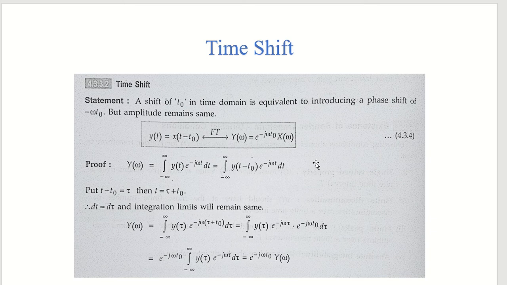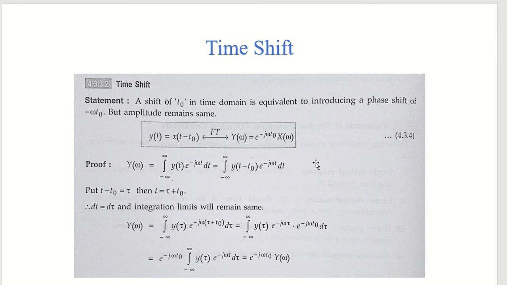So let's try to prove it again. Whenever we take the Fourier transform of y of t, whose value is equal to x of t minus t0, we are taking x of t minus t0 in the integration, and we will have e raised to minus j omega t dt as it is, right?